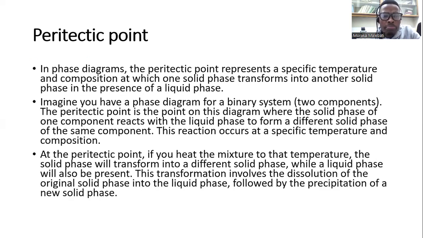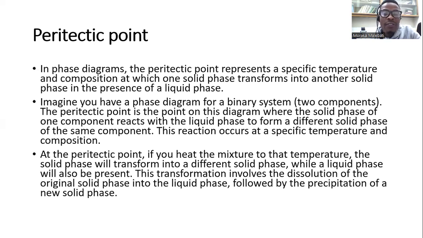Okay, so in phase diagrams, the peritectic point represents a specific temperature and composition at which one solid phase transforms into another solid, in the presence of a liquid phase. I hope I've explained that previously. Imagine you have a phase diagram for a binary system, okay? The peritectic point is the point on this diagram where the solid phase of one component reacts with the liquid phase to form a different solid phase of the same component. This reaction occurs at a specific temperature and composition.